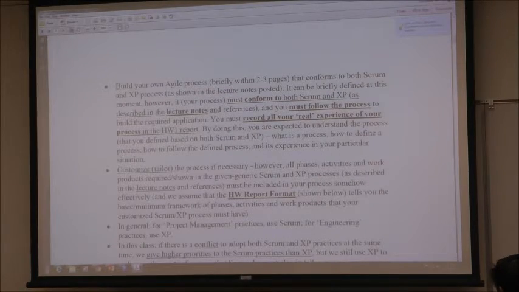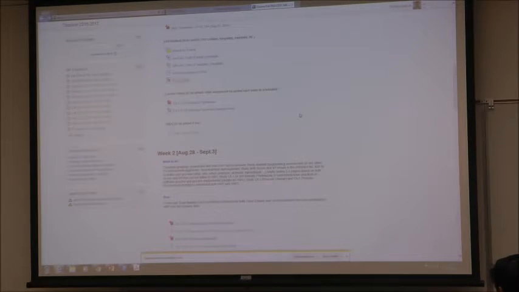So it is a very self-contained document. It explains everything you have to do. So read this and just follow it step by step, and then you will finish your report. Okay.